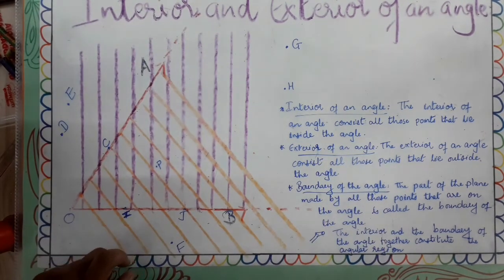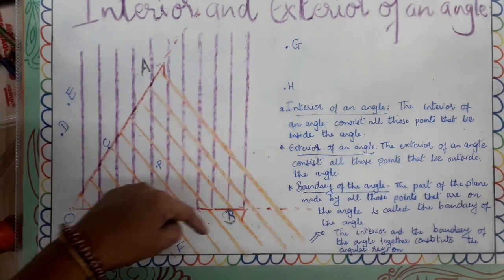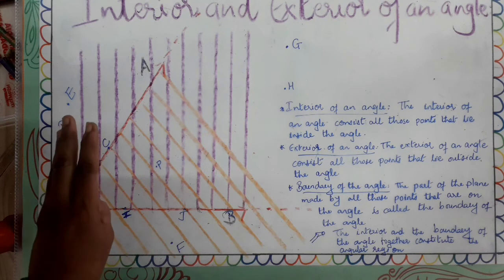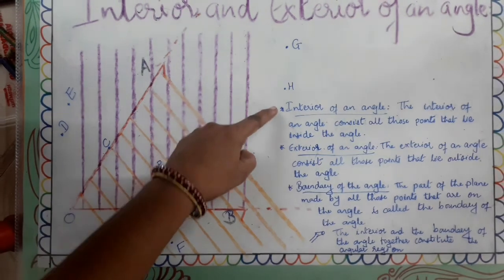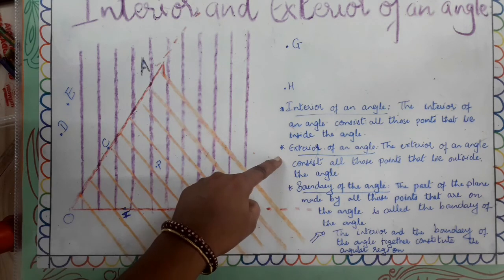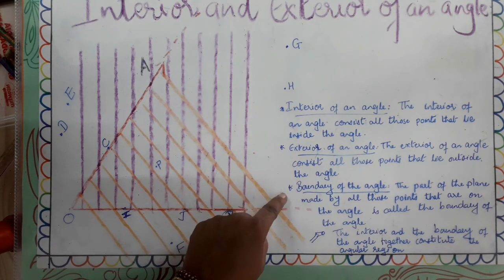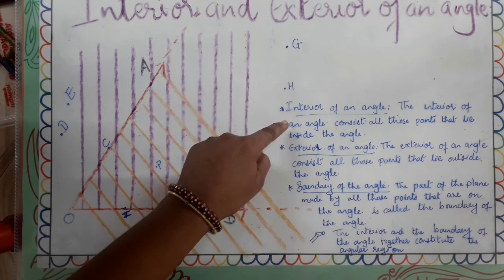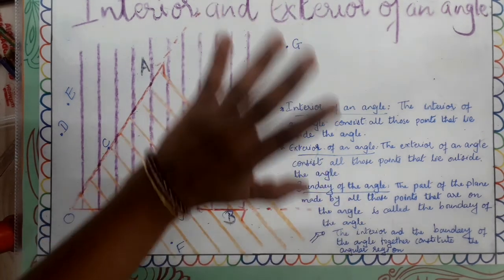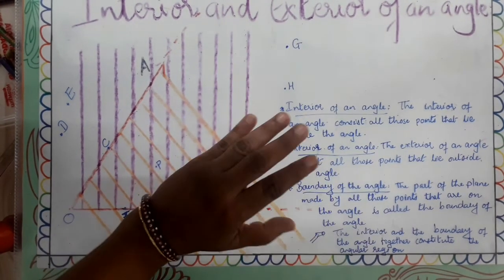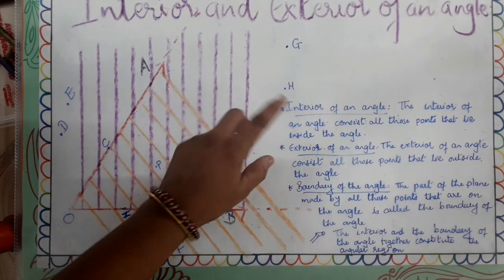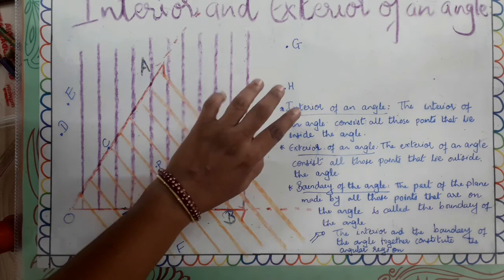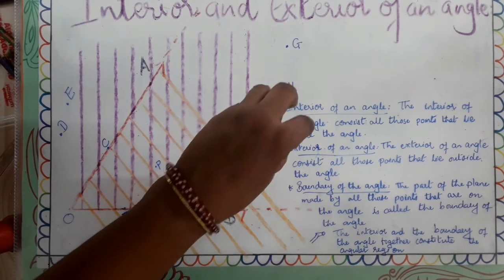Okay, so here you can see that the angle divides all the points in a plane into three parts. One is the interior of the angle, the second is the exterior of the angle, and third is the boundary of the angle. Now what is the interior of the angle? That is the part of the plane made by all those points that are enclosed by the angle, or the interior of the angle consists of all those points that lie inside the angle.